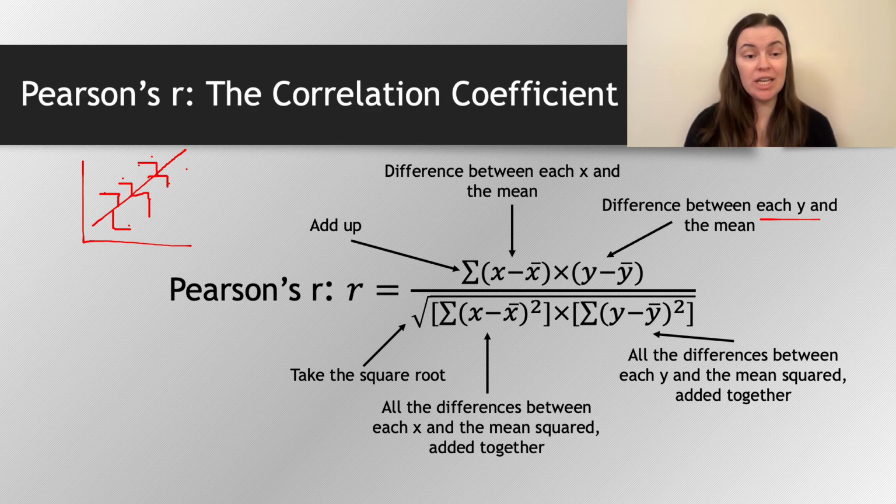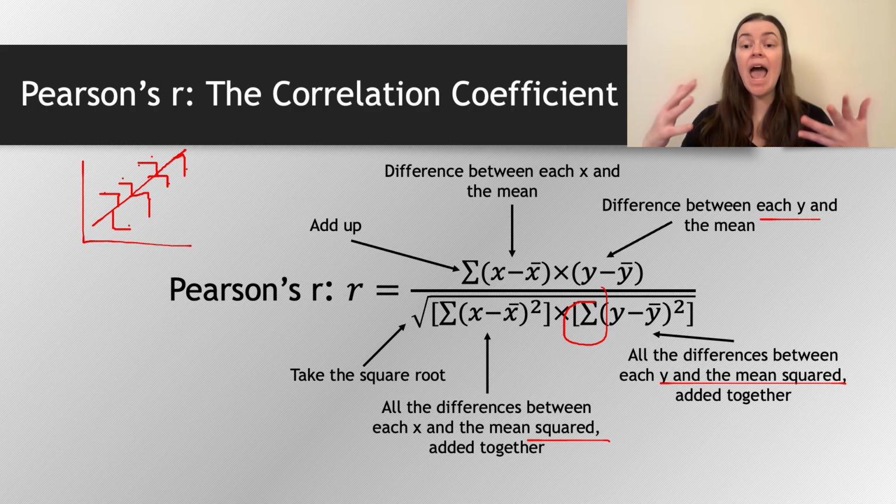And then what we're doing is dividing that by the square root of summing together all of those points, but squared, and then doing the same thing and multiplying that by the sum of all of the differences between the y values, or the dependent variables, squared as well. So we're really trying to determine what this average line is, right? Is it going to be positive or negative, and what is that strength?